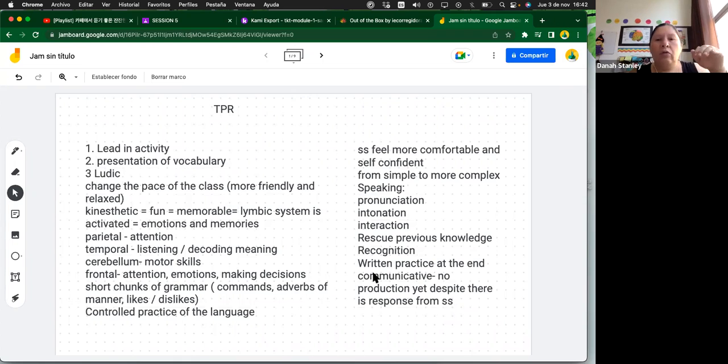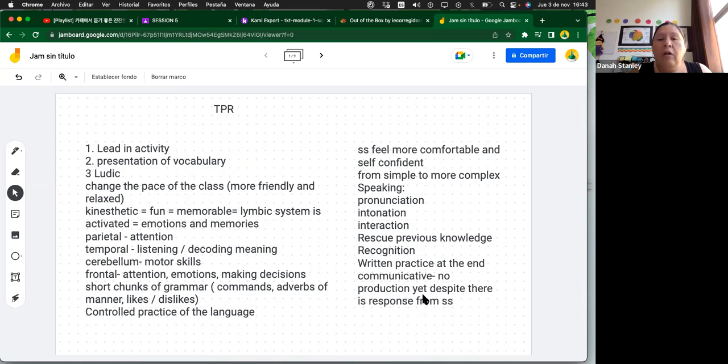So it continues being, or it's still input. They have written practice at the end. There's no communication between the students. There's not much production of conversations and so on. Everything is really, really controlled.